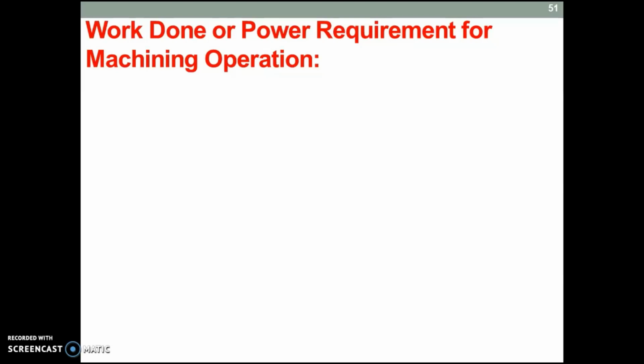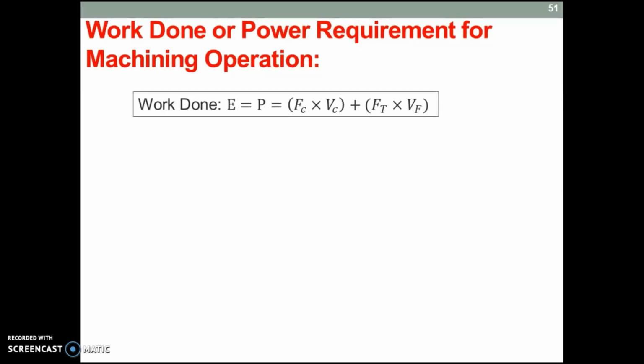So what do you mean by work done, power or energy? Simply, it is the energy consumed or the power requirement for removing some amount of material, for the machining operation. Normally two forces act in the machining process: one is Fc and one is Ft. Fc is the cutting force, Ft is the thrust force. So the energy or work done equals Fc into Vc plus Ft into Vf.